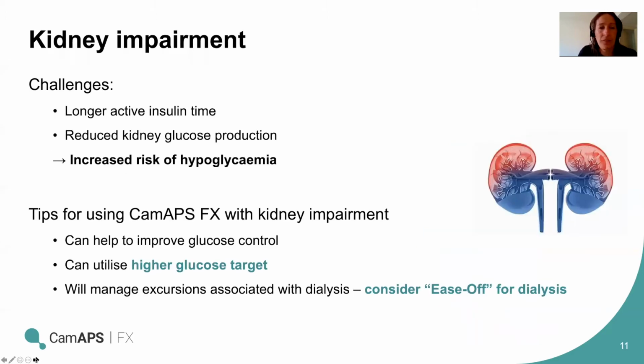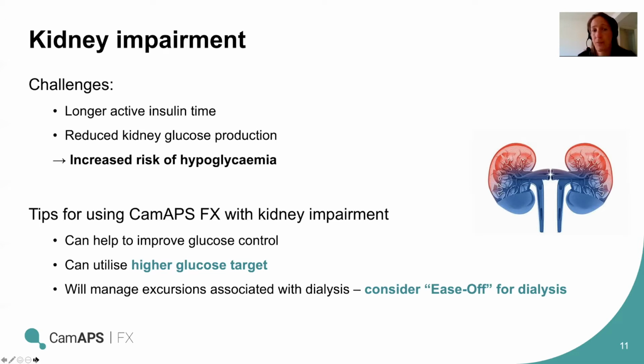Thanks, Candice. So first we're going to touch a little bit on kidney impairment. So what are the challenges with managing type 1 diabetes if you've got some degree of kidney impairment? What tends to happen is the kidneys get rid of insulin. So if the kidneys are not working so well, the insulin hangs around the body longer. And this is combined with the fact that kidneys produce some glucose of their own, so if there's kidney impairment, they produce less glucose. These two things combined mean that people who have some kidney impairment often have an increased risk of hypoglycaemia. And that's just worth bearing in mind.